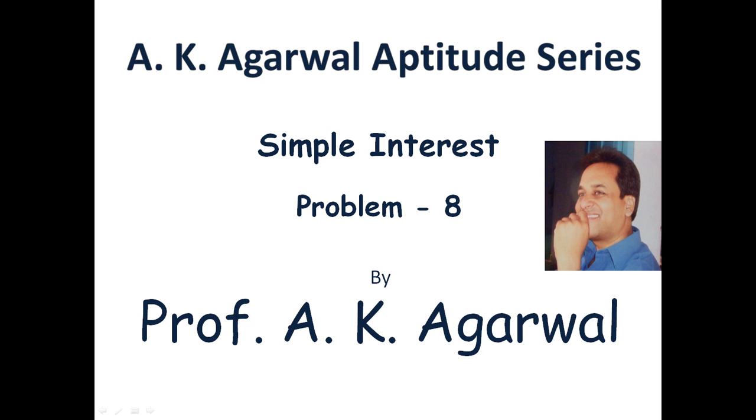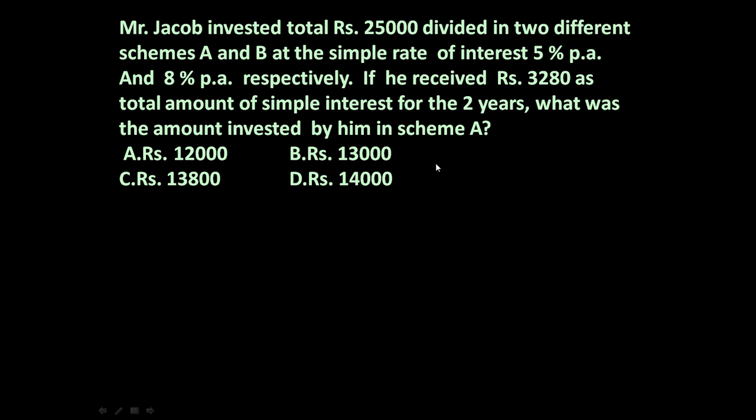Friends, in this session we are going to learn a technique for solving a problem on simple interest. Here the given problem is: Mr. Jacob invested a total of rupees 25,000, divided in two different schemes A and B, at the simple rate of interest 5% per annum and 8% per annum respectively. If he received rupees 3280 as total amount of simple interest for the 2 years, what was the amount invested by him in scheme A?